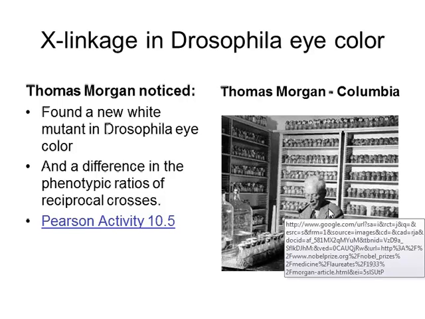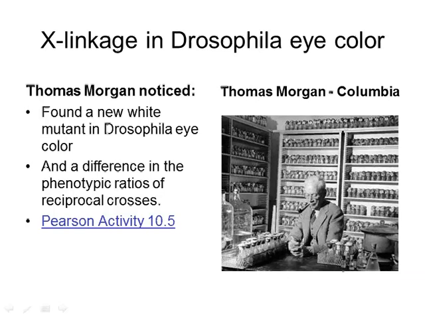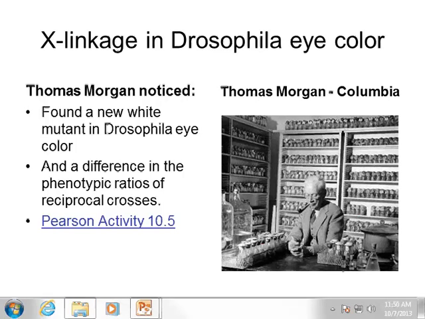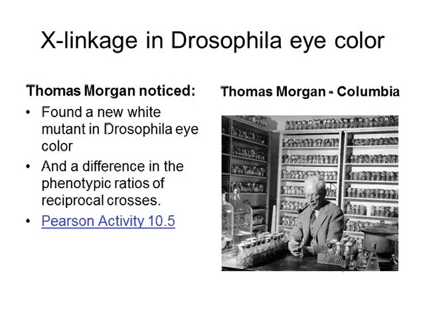Now, let's talk about how we figured this out. There was a man named Thomas Morgan, back in 1910, working at Columbia, and he had a fly lab where he was crossing all kinds of fruit flies. You'll see his fruit flies here in all of his jars. He was really excited because he found a new white-eyed mutant in Drosophila, and he started looking at the differences in phenotypic ratios of reciprocal crosses.